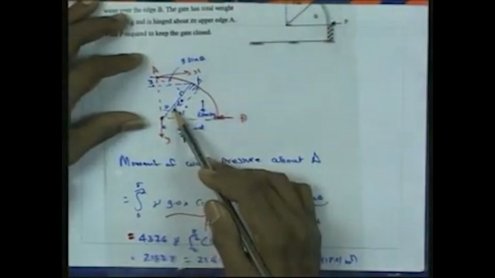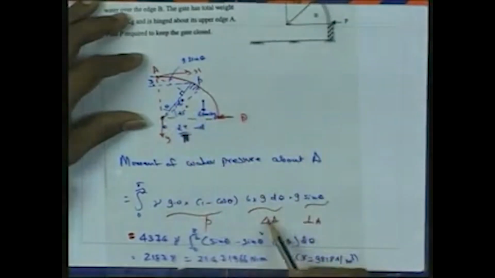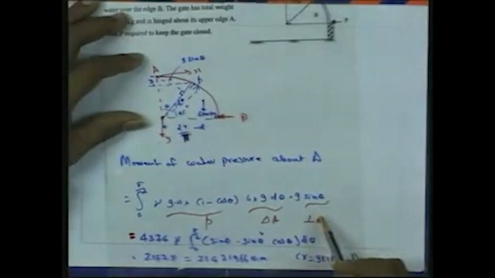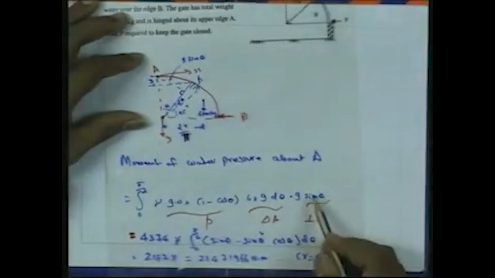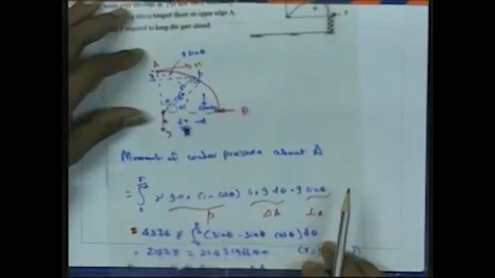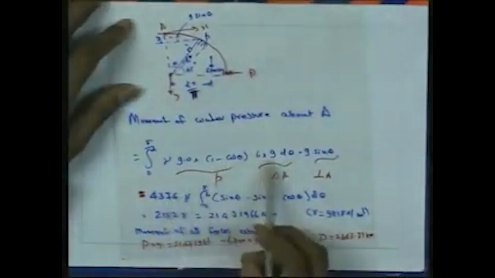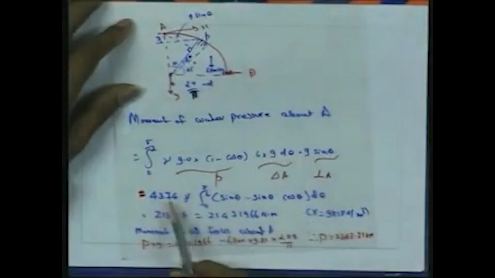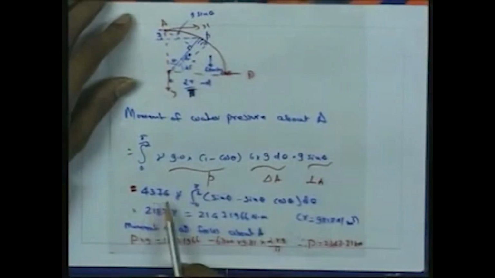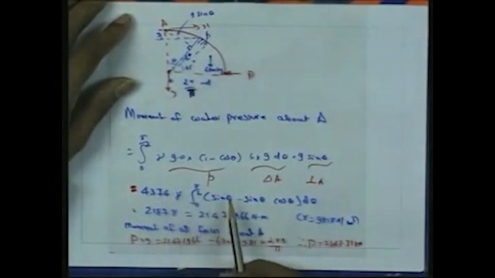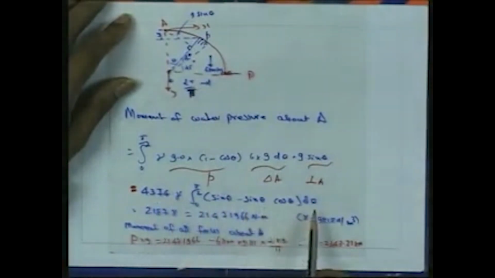We are taking a small angle d theta here, and then we are finding the area as 6 into 9 into d theta, and that will be multiplied by the perpendicular distance to this area, 9 sin theta. So this will be 9 sin theta. If we integrate, multiplying the 6 into 9 and all these values, it will be 4,374 gamma. Gamma is the specific weight of the water. So 4,374 gamma integral 0 to pi/2 of sin theta minus sin theta cos theta d theta.